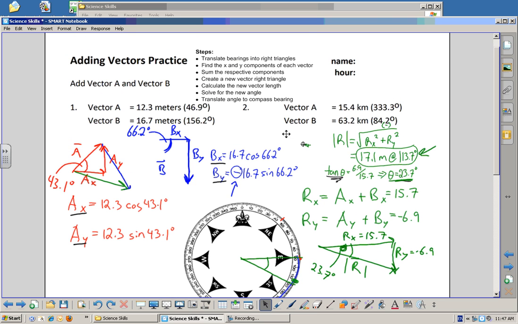So again, the steps. The basics are translate your compass bearings into right triangles. Break down the vectors into their components. Sum those components to get the components of the new vector. Bring those components together in a new right triangle so we can then find the length of the new vector. And finally, use that right triangle to find the angle, and translate that angle into a compass bearing. The end.